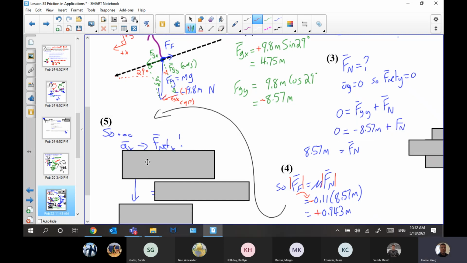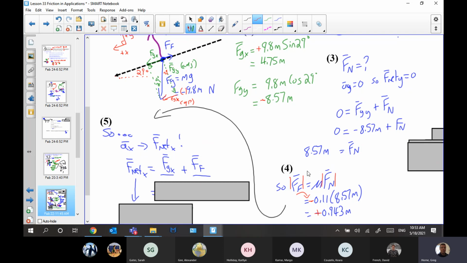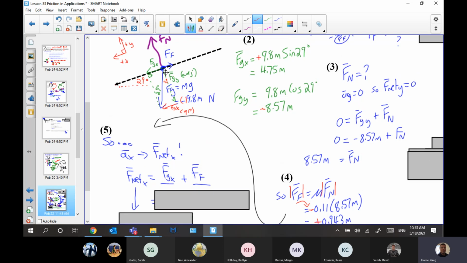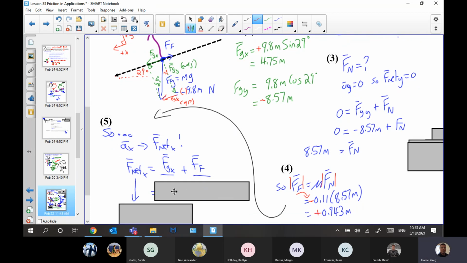So acceleration in the x direction is obviously to do with the net force in the x direction. So we need to look at what the net force is in the x direction. Looking at your free body diagram, you only have two forces in the x direction. You've got the gravity component down the ramp, FGx, and you've got the friction force that's going against the motion. So we've got the gravity force, this one here, the x component, the 4.75 m.